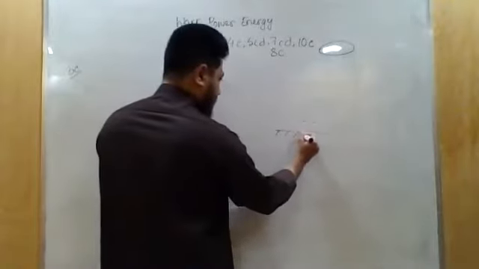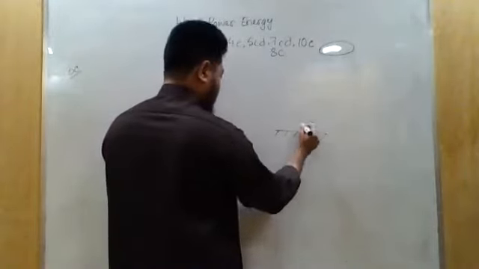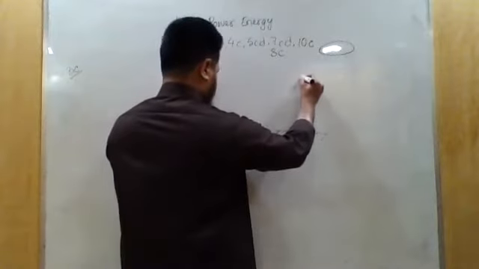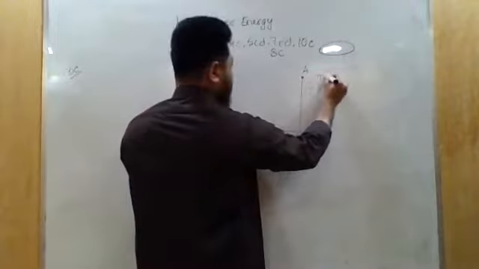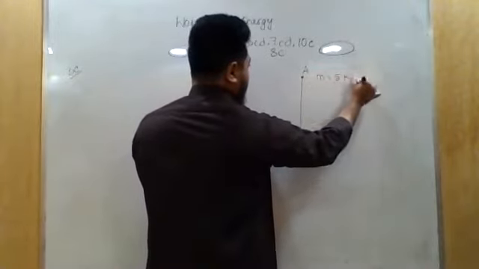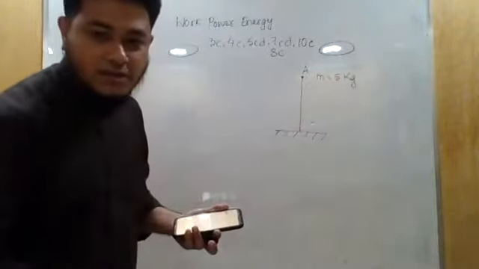This is the ground, and an object is there at point A, which has a mass of 5 kg. The writings on the board are clear.